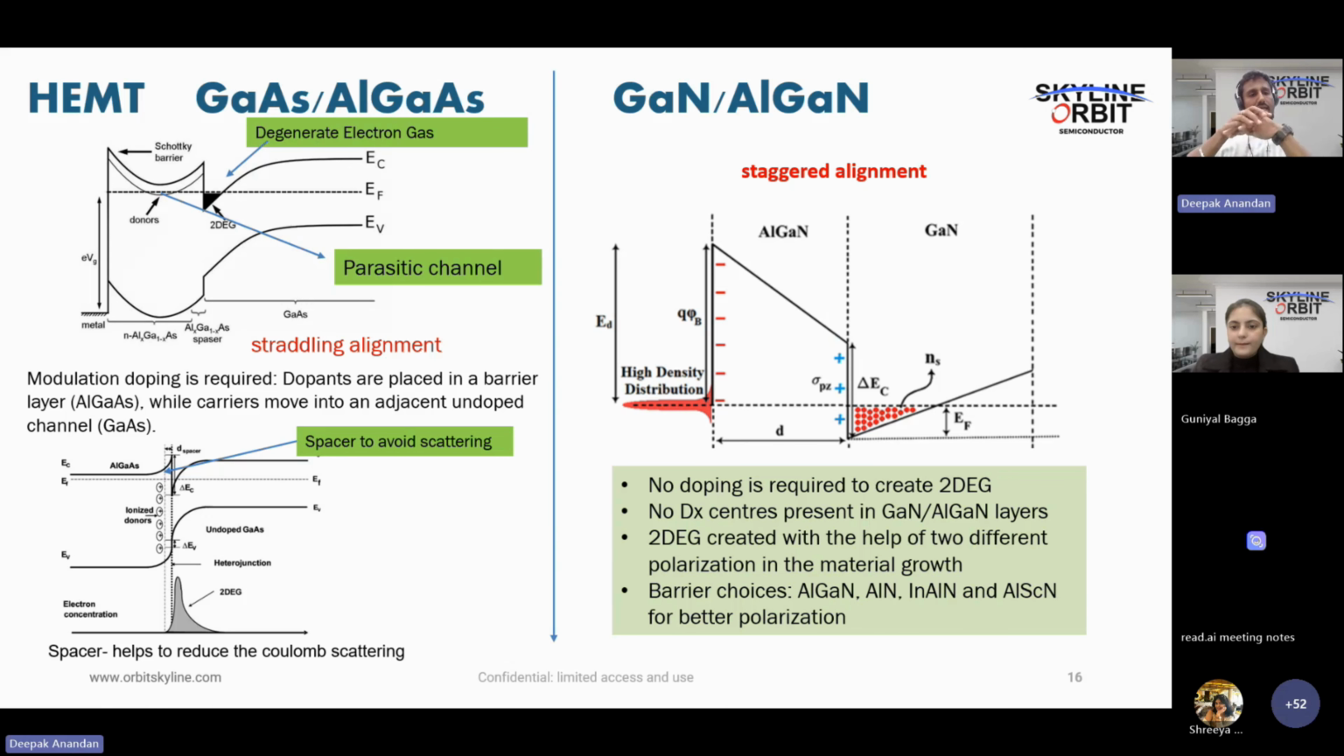So moving to the gallium nitride HEMT, the first HEMT structure was designed on gallium arsenide and aluminum gallium arsenide materials. So here gallium arsenide is a low band gap material, AlGaAs is the high band gap material. When you join these two heterojunctions together, it forms the straddling alignment. Okay, it's a type 1 band alignment.